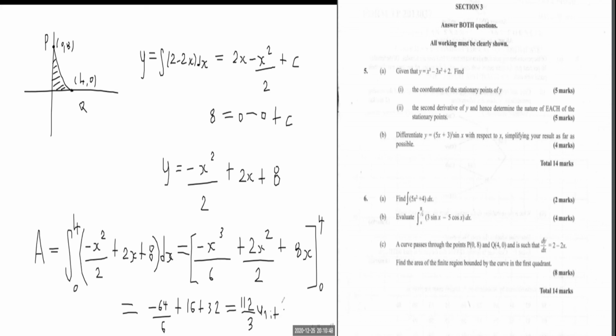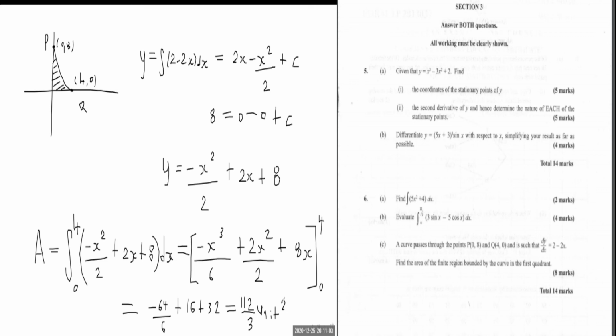That's the area. Nice and easy. And that's question 6. Soft. All right, now let's look at question 7.